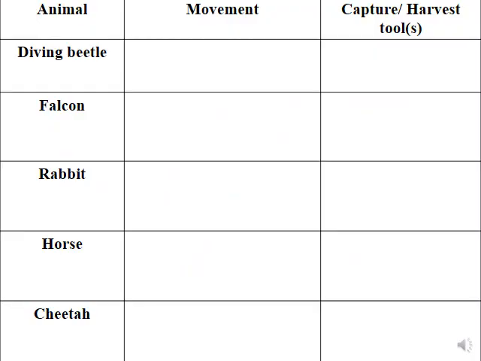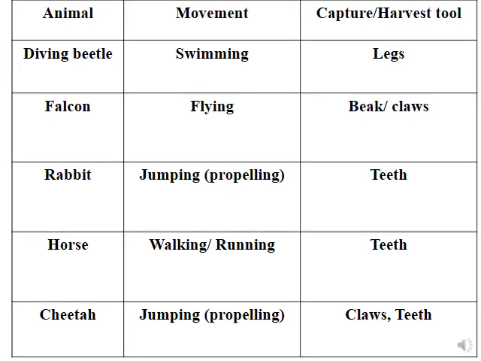So this table is summarizing all what we have. Talk about the beetle, the falcon, the rabbit, the horse, and the cheetah. The beetle moves by swimming, so the capture or harvesting tool is the legs. While the falcon is going to fly, and falcon feeds on animals, so it's a carnivore. So the capture tool is the beak and the claws.